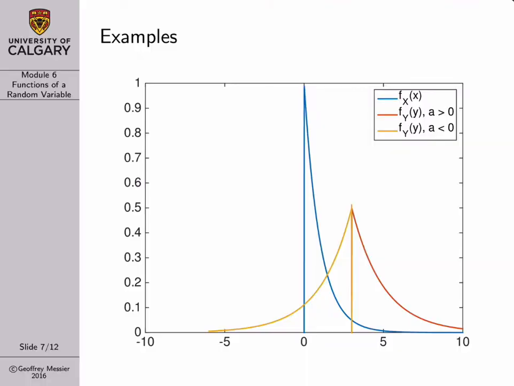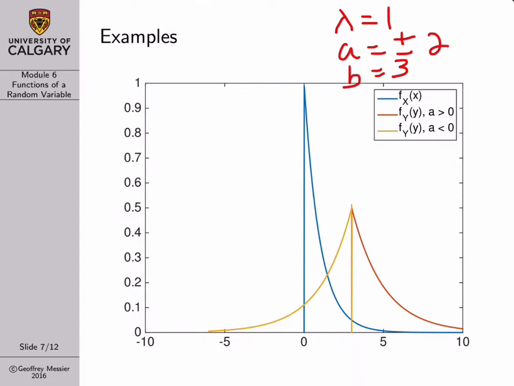And here are some pictures of the resulting PDFs. So here I show the input PDF f of x and the output PDF f of y for two cases where a is positive and a is negative. And for this example, I've used lambda equal to 1, a equal to plus or minus 2, and b equal to 3. And in many cases, when you're dealing with functions of random variables, you can look at your PDF and you can just ask yourself, okay, does this make sense, right?